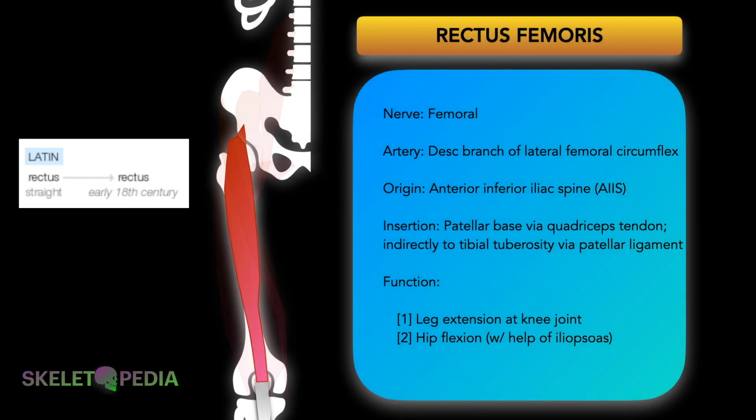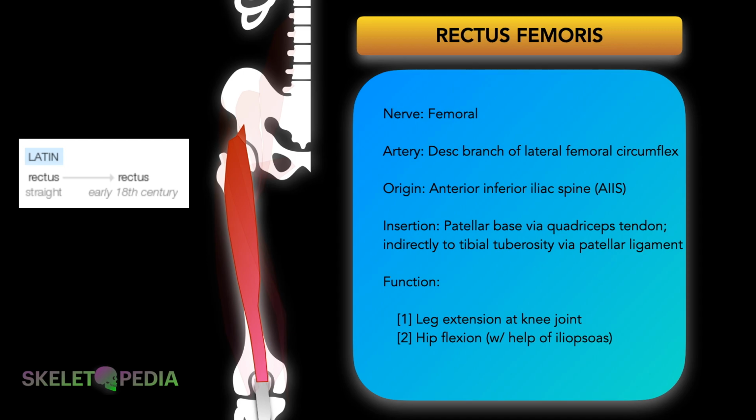The next muscle we'll talk about is the rectus femoris, which is the first muscle of the larger quadriceps muscle. In Latin, rectus means straight, and as you can see here, it is a very straight muscle. It's innervated by the femoral nerve, and it's supplied by the descending branch of the lateral femoral circumflex artery.